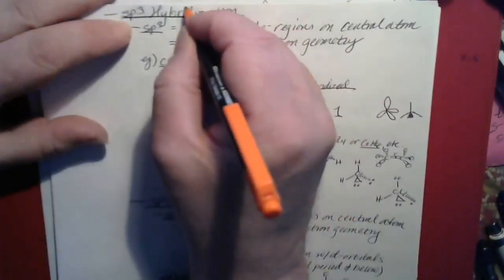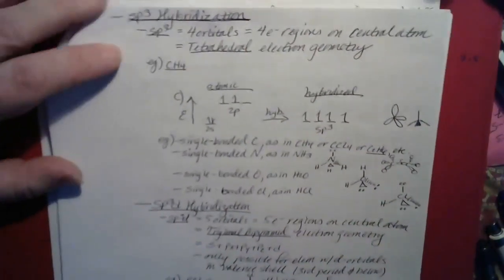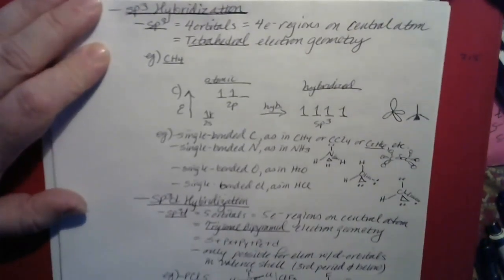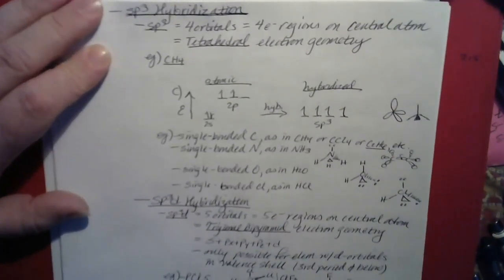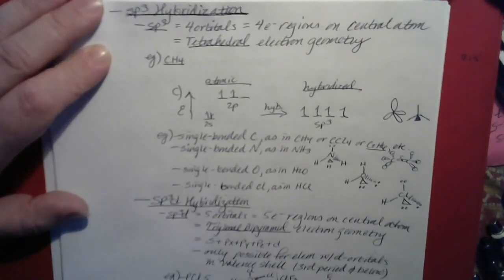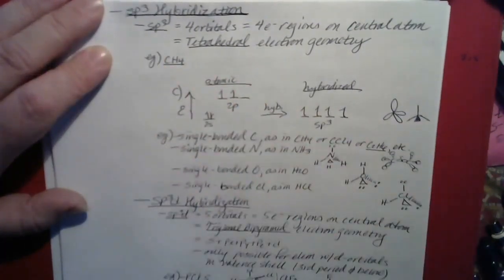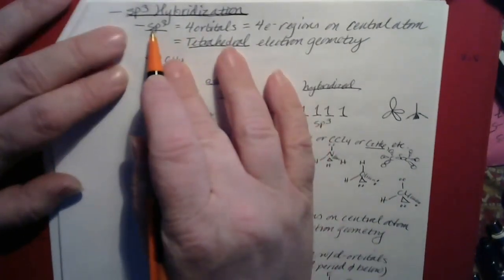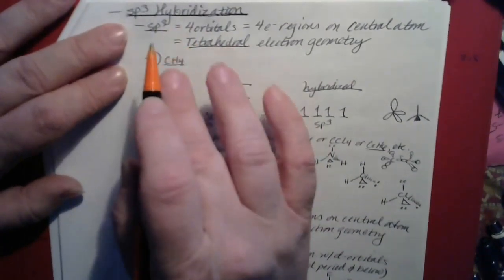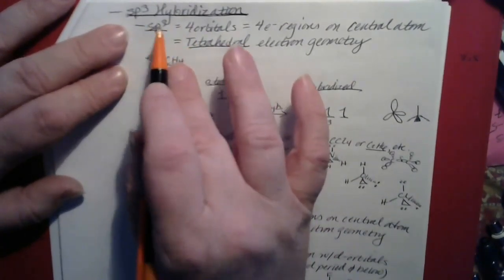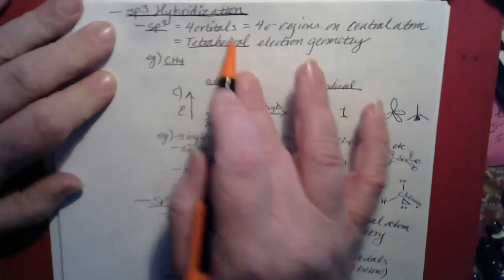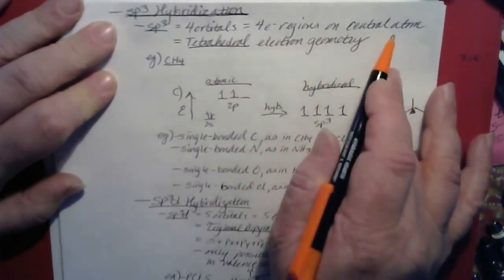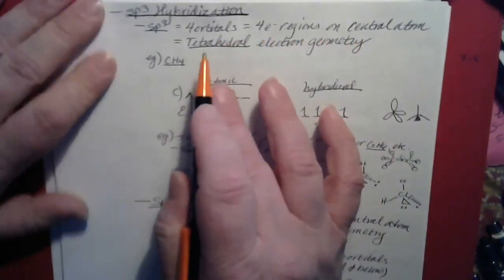sp3 hybridization comes next, and that is an important one because it's a huge part of organic chemistry, which is an entire division of chemistry. As we actually saw this example briefly at the introduction of the chapter, sp3 type hybridization involves four orbitals, an s orbital and all three p orbitals in the valence shell of the central atom. So that's four orbitals total. That means there are four regions of electrons on the central atom, and that gives you a tetrahedral electron geometry.